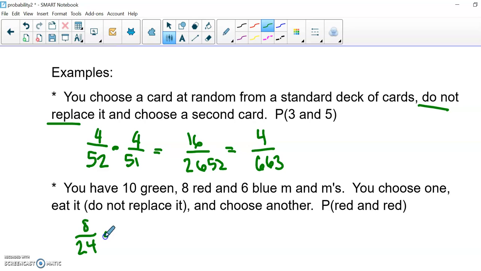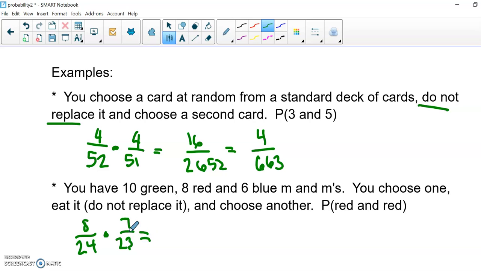Okay. The second time, you just ate a red M&M. So now we only have 7 red M&Ms, and now we only have 23 M&Ms left. So the probability the first time was 8 out of 24. The second time, it's now 7 out of 23. What's the probability it's going to be red and red in a row?